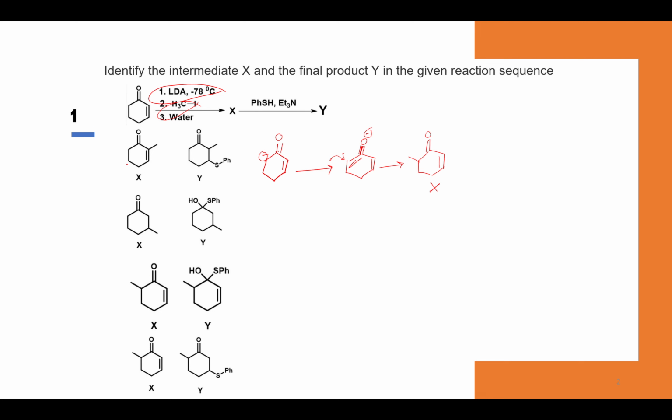In option number 1, methyl is substituted at this position, at the double bond, so it is not the correct one. Now the second one is a 1,4 addition, which is also not correct here, because LDA will abstract the alpha proton. Now for options number 3 and 4, we are getting this product, so either option 3 or option 4 can be correct. Now we'll check the second product, then we'll decide our correct option.